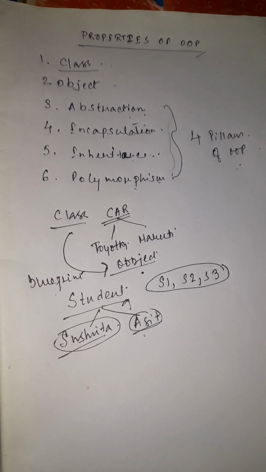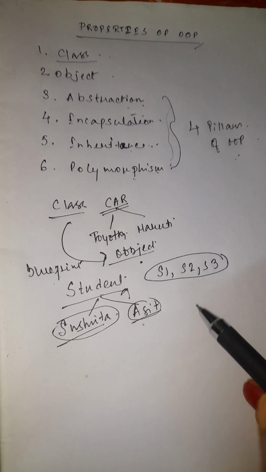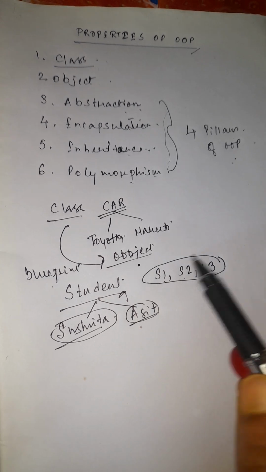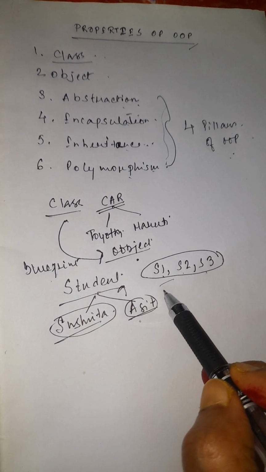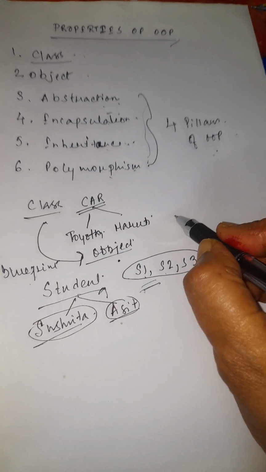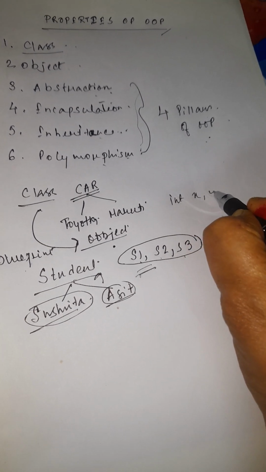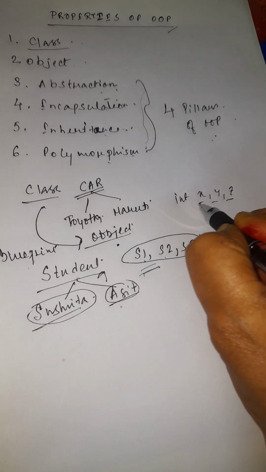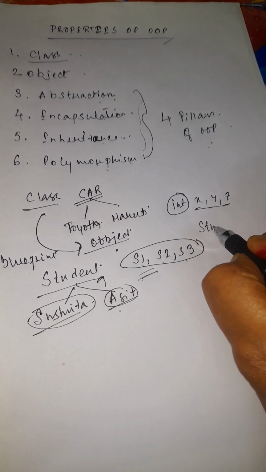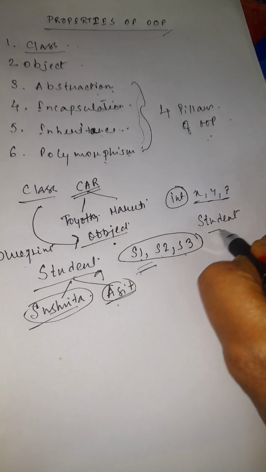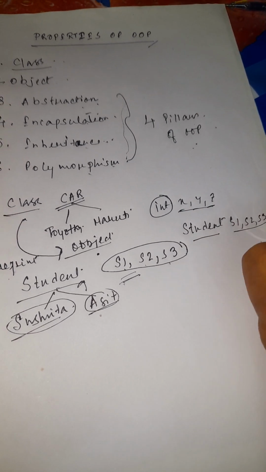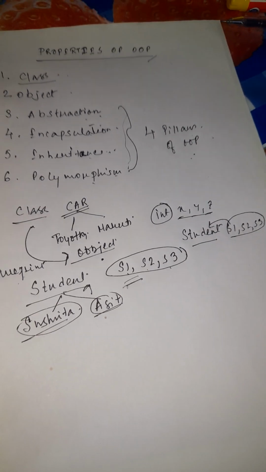Also you can say one more thing: S1, S2, S3 are variables of a student, but we don't use this term in case of OOP. Don't use the term variable. These all are objects. Something like integer x, y, z. What is this? This is a variable of integer type. Same thing, if student is your class, then S1, S2, S3 are the objects of type student.